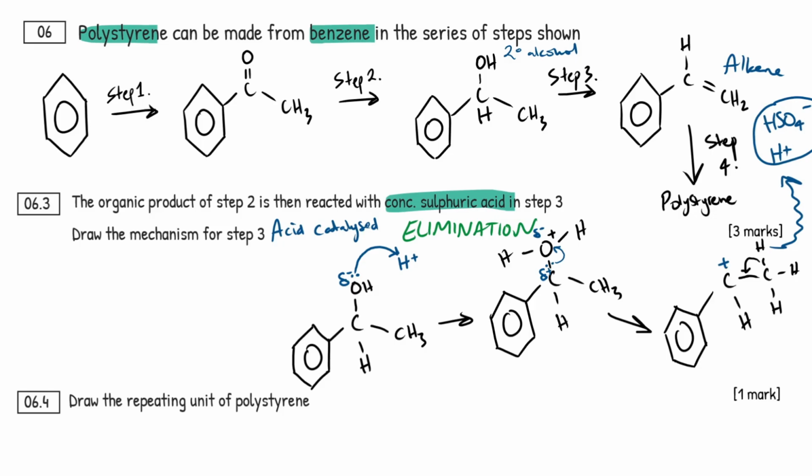So yeah, that's pretty much what happens. So that's our mechanism here. It's a pretty awkward one because there's 2 intermediates. We have our oxygen cation forming and we have our carbocation forming.